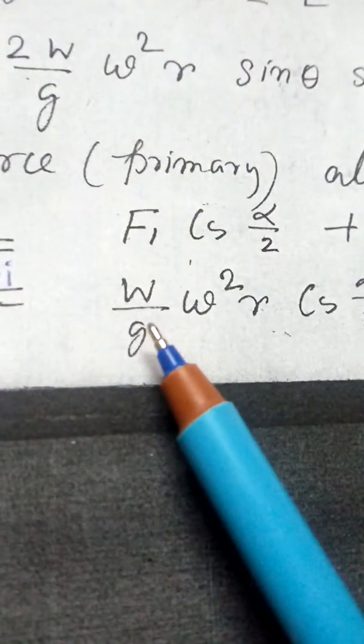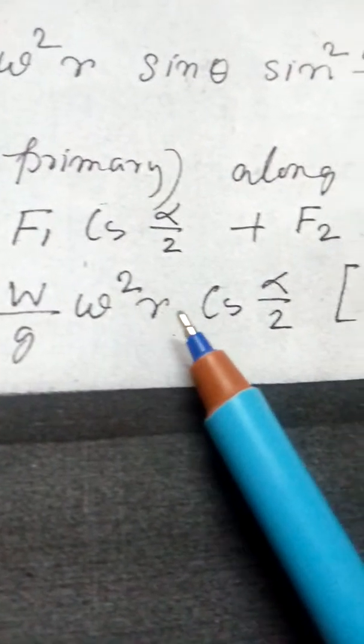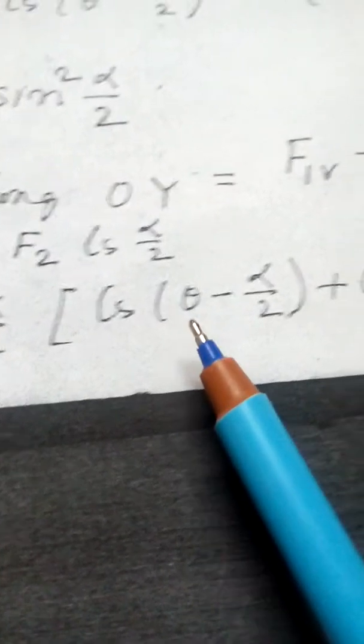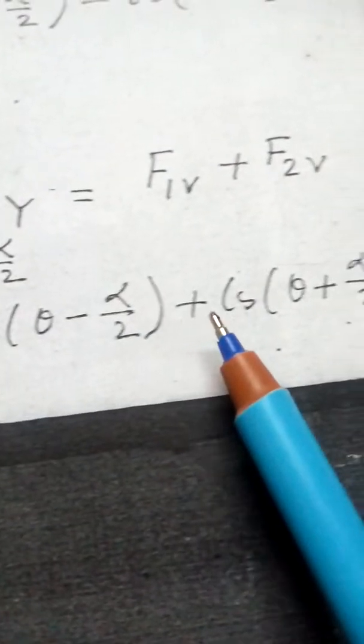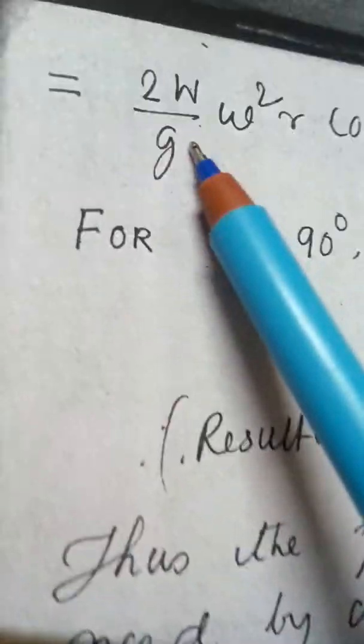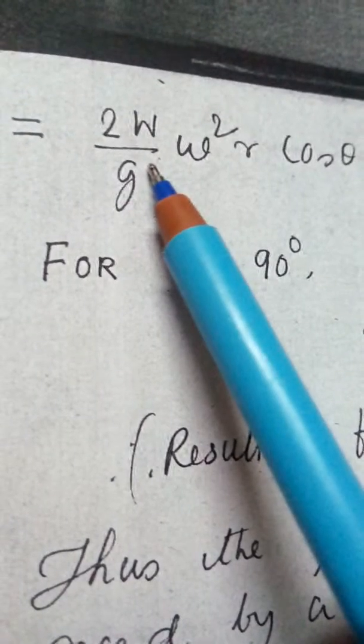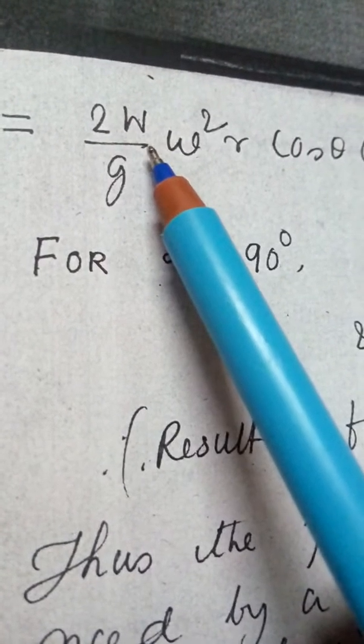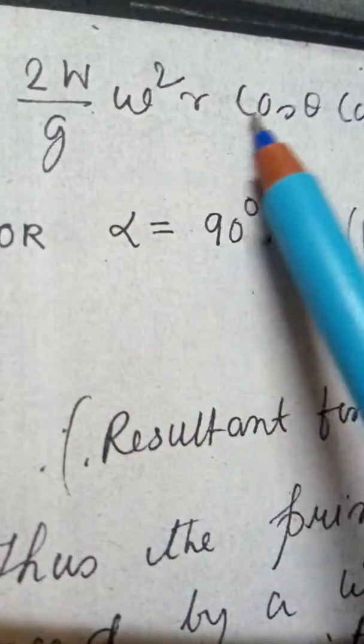So this will be F1 = W/g ω² R cos(α/2), taken common from both the sides. This is cos(θ − α/2) + cos(θ + α/2). After expanding, you will get, in the same manner, F in the y direction: 2W/g ω² R cos θ cos²(α/2). Okay.